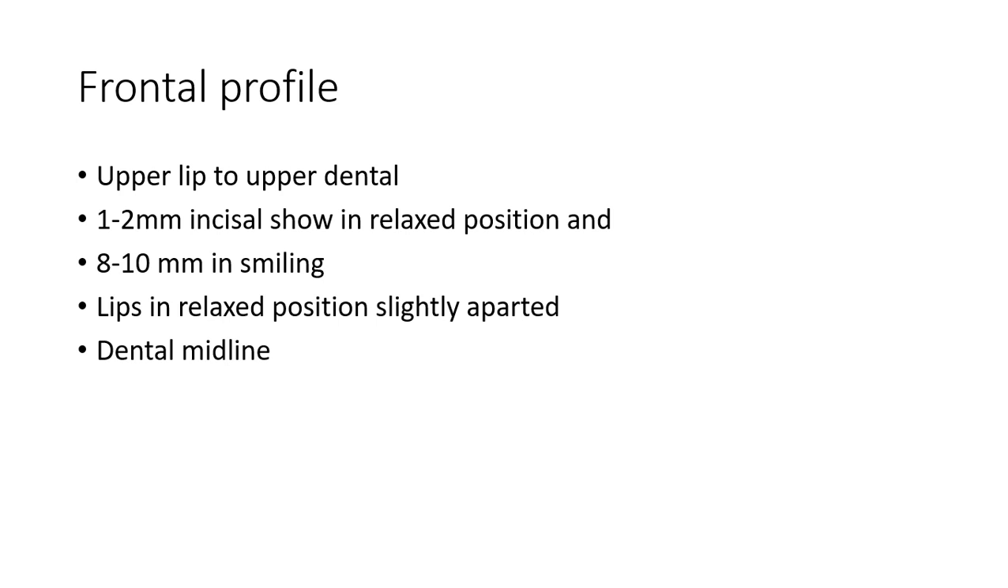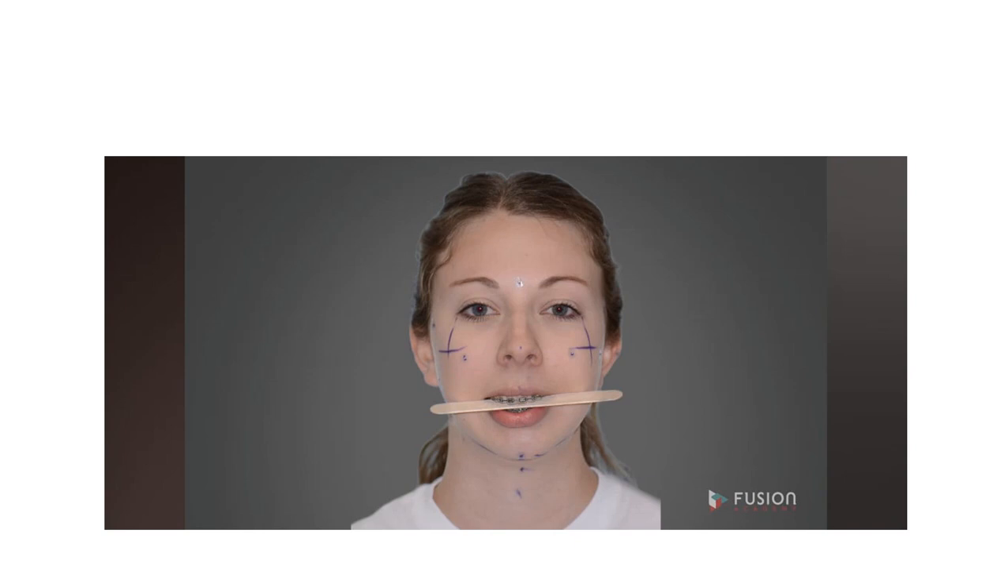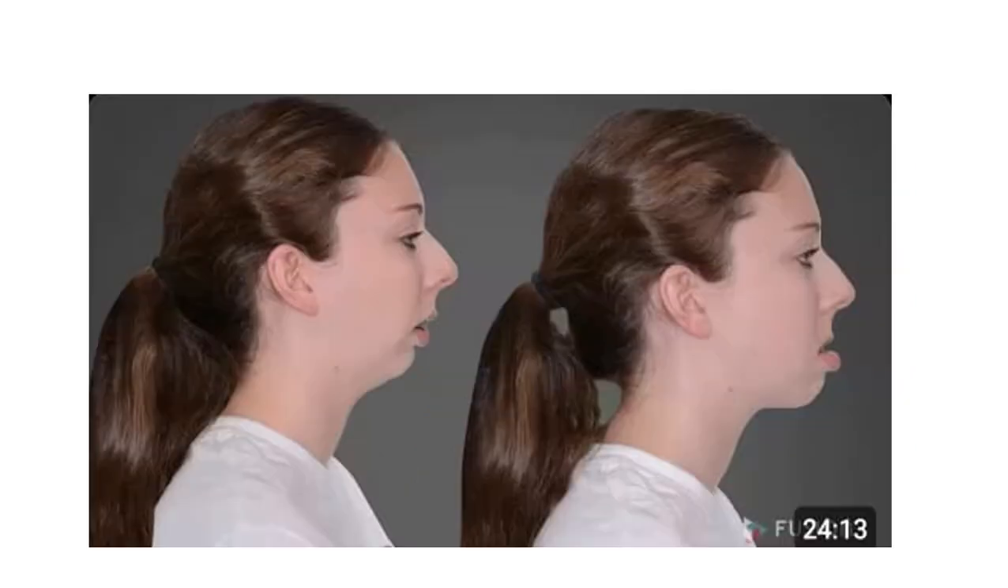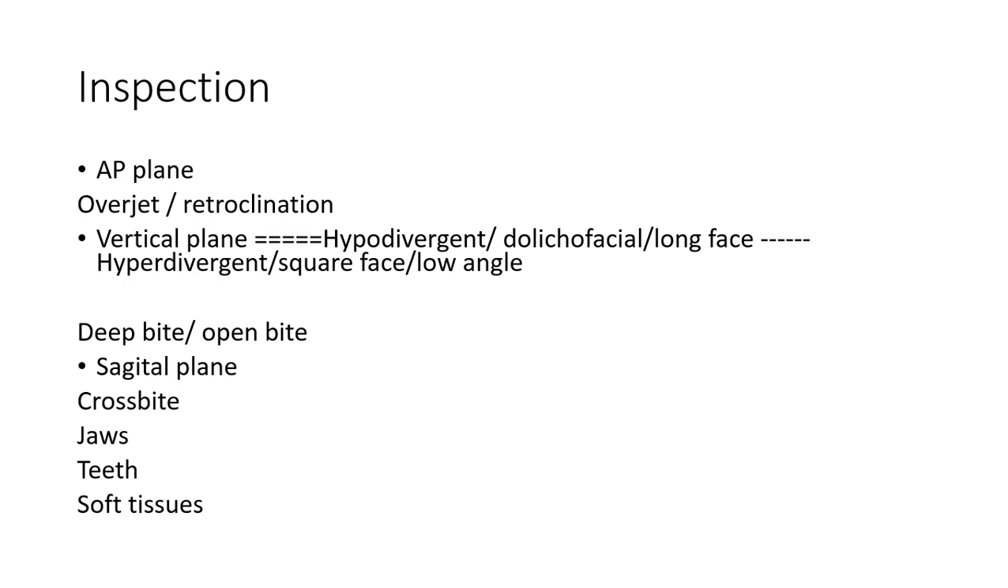And the dental midline is also assessed in the frontal profile, and this is the way occlusal cant can be assessed. And from the lateral profile we should assess the vertical relations, the cervicomental angle, the nasolabial angle and the soft tissue profile, and then start from the inspection.